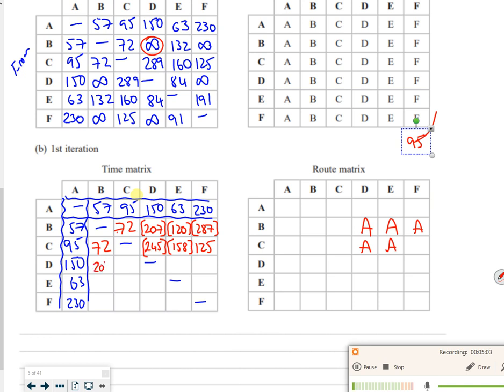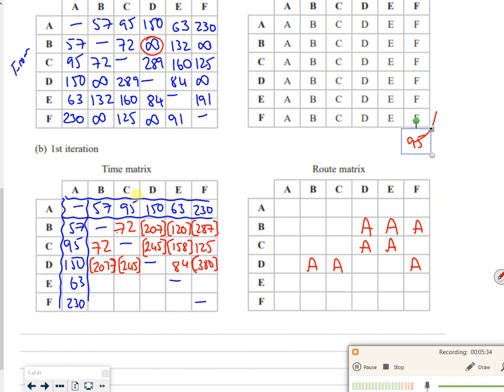I've got 207, which is smaller, so that's going to get an A. I've got a 245, which is smaller, because with this symmetry I should be able to almost cheat a little bit with it. And then I've got an 84, and I've got a 380, so that's smaller. So my 150 plus 230 is smaller than 30. So that's going to be an A there.